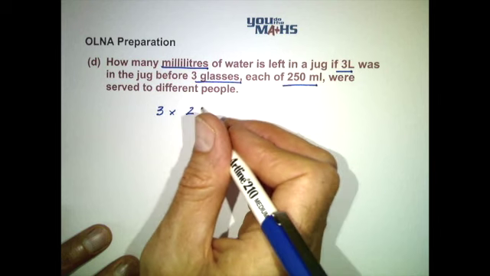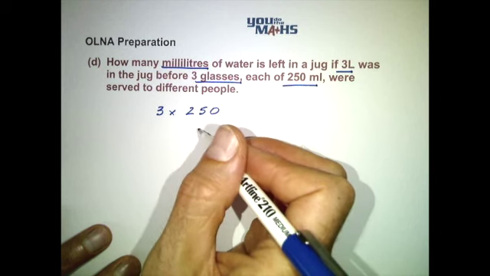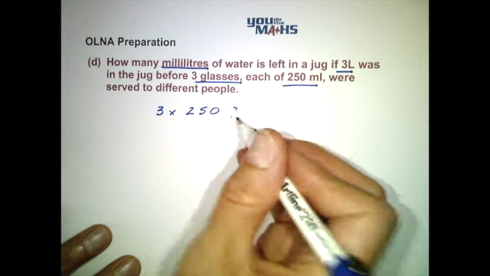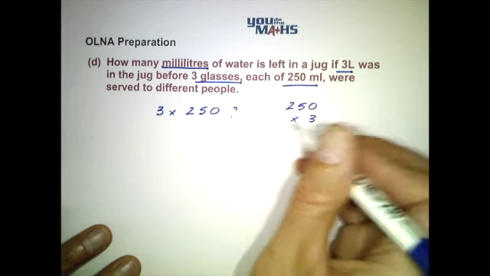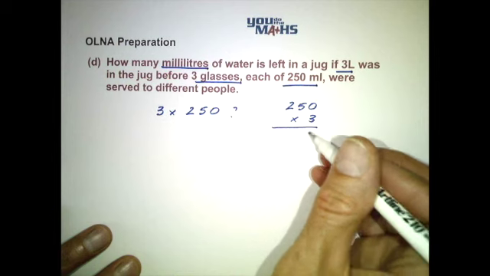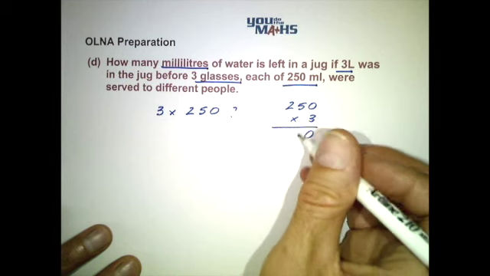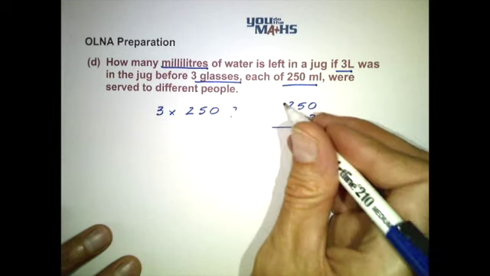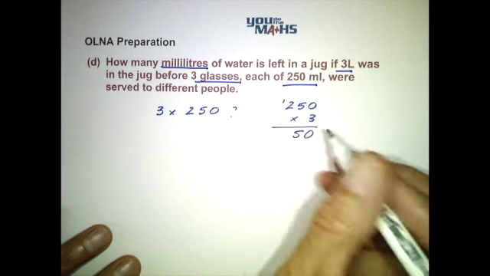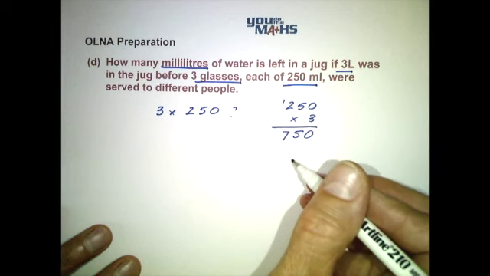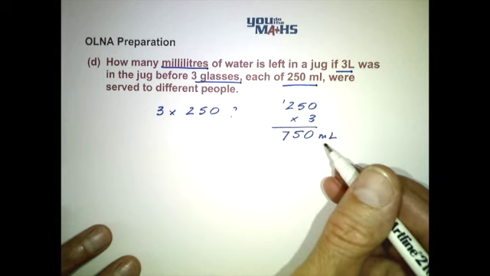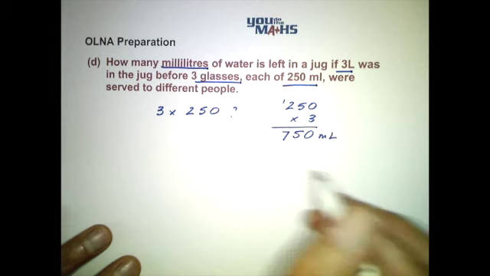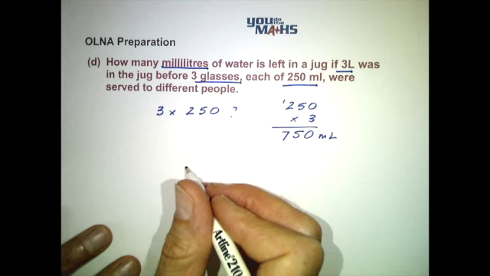So let's first of all look at what 3 glasses worth of 250 millilitres would look like. So we know how many millilitres has been poured out of the jug. So we're going to do a multiplication. 3 zeros are 0, 3 5s are 15, we'll put down a 5, carry the 1, 3 2s are 6, add the 1, makes 7. So that's 750 millilitres of water has been poured out of the jug. We need to work out what's still in the jug.